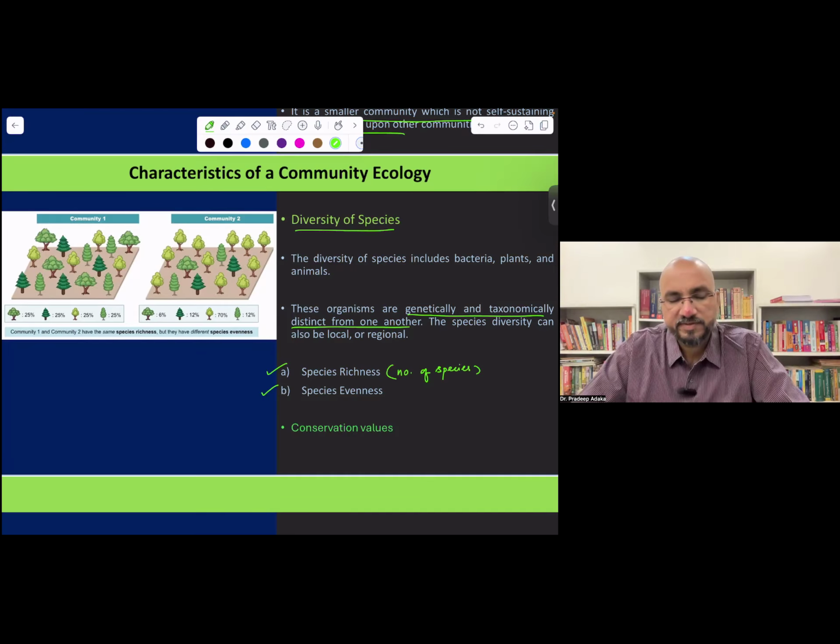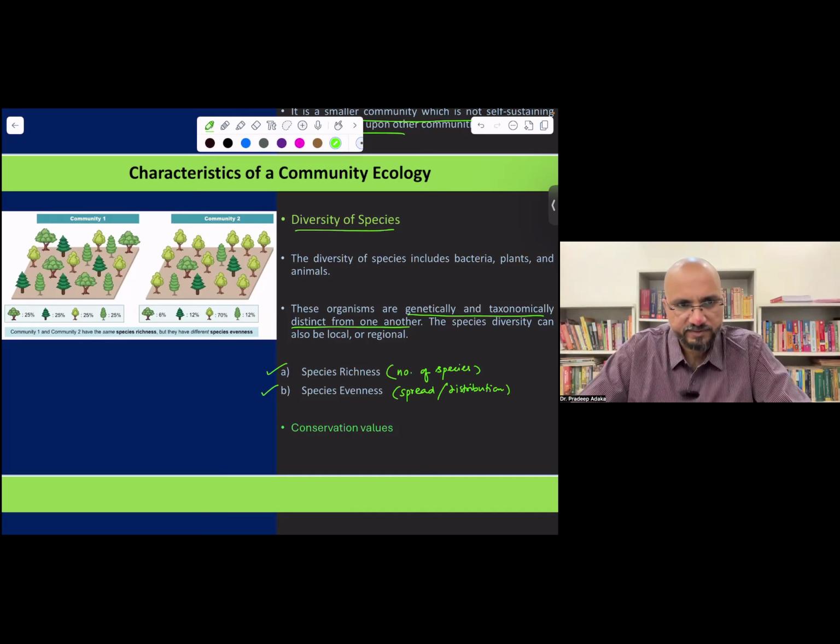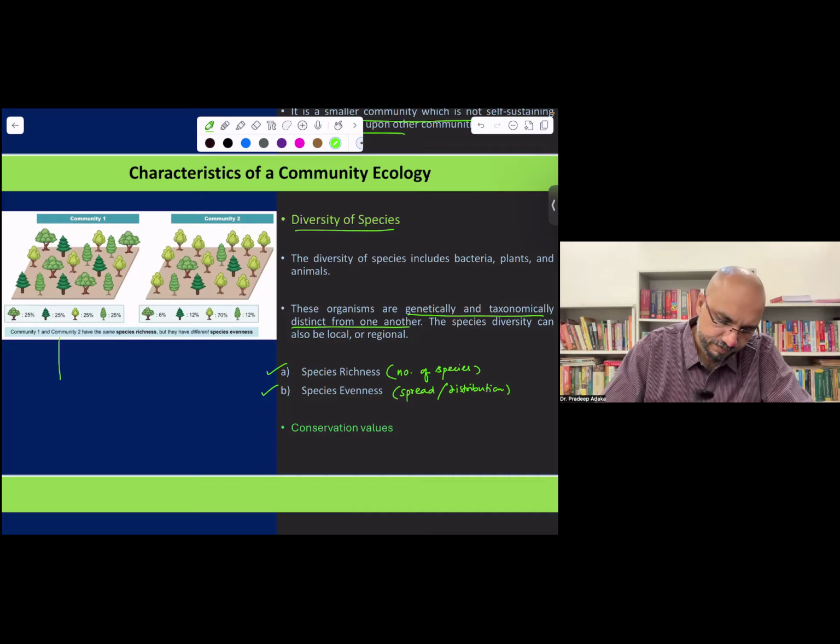Okay. Now, when we say species evenness, it is the spread or distribution of those species. If you look at the left side, we have a diagram with two communities, community 1 and community 2. These are plant communities. Community 1 has 4 species. In community 2 also you have 4 species.